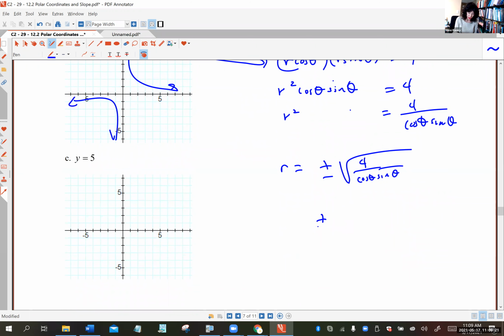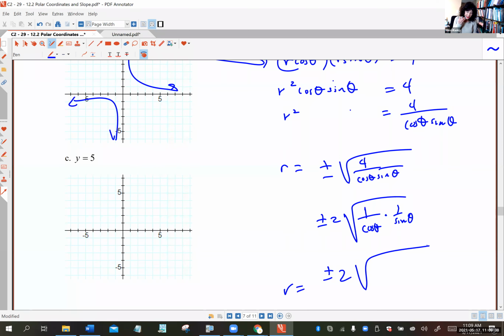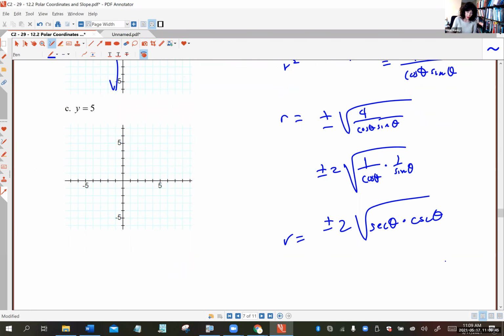Now you could rewrite this a little bit. Square root of 4 is 2. And underneath the radical, if you rewrite the 1 over cos theta sine theta as 1 over cos theta times 1 over sine theta, and use some trig identities, 1 over cos is secant and 1 over sine is cosecant. So you could write it like that. So how would you graph it?